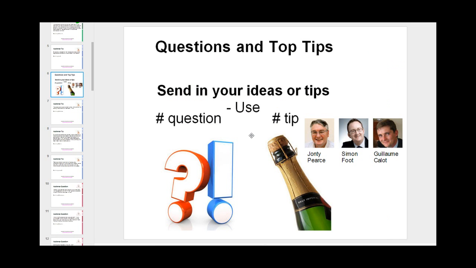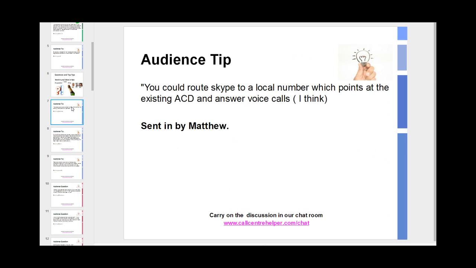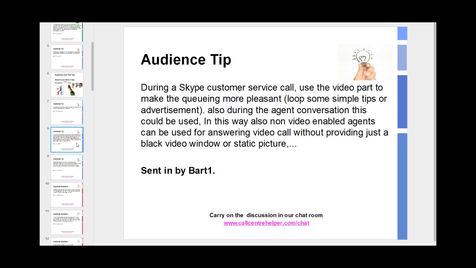Let's go through some questions and tips from the audience. We're going to start off with a tip. Matthew has come up with what looks like quite an interesting workaround if your technology doesn't yet support Skype: route Skype to a local number which points at the existing ACD and answer voice calls. I think that could be quite an interesting one to check out. I don't know if there are any technology people in the audience who could validate if that works.